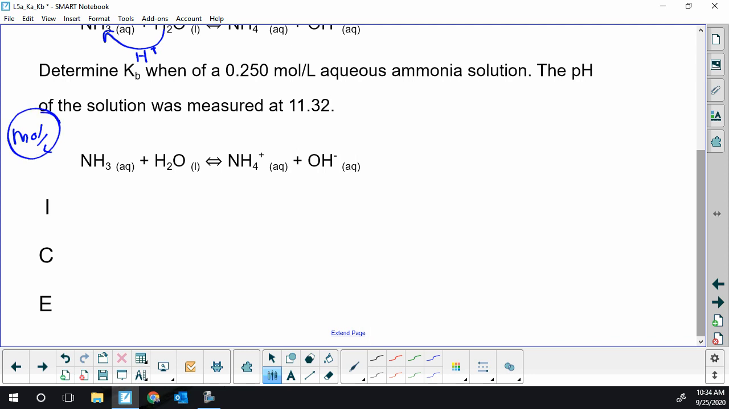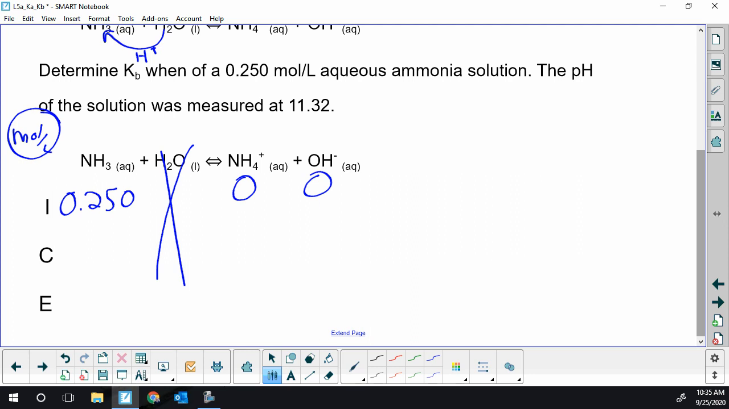I'm going to use mole per liter. I always use mole per liter units. We don't care about water. Our products would be 0 at the beginning. We wouldn't have any before the system has gone to equilibrium.